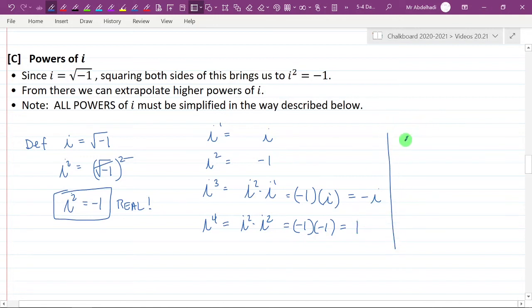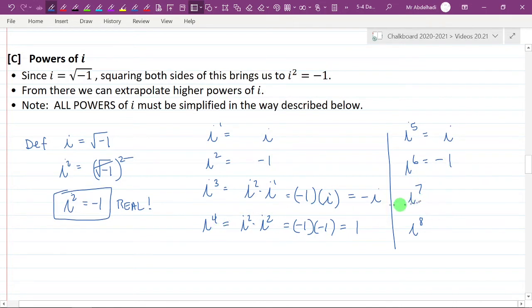What about i to the fifth power? And i to the sixth, and i to the seventh, and i to the eighth? Well, watch what happens. I to the fifth power, isn't that just i to the fourth times i to the first? So it's 1 times i, which is i. I to the sixth, wouldn't that be 4 times 2? So it'd be i to the fourth, which is 1, times i squared, which is -1. 1 times -1 is -1.